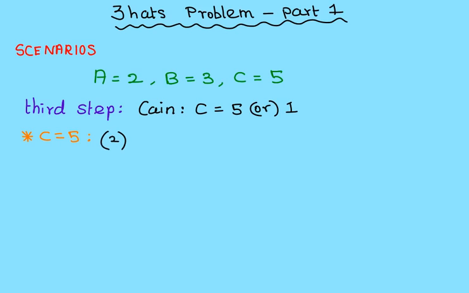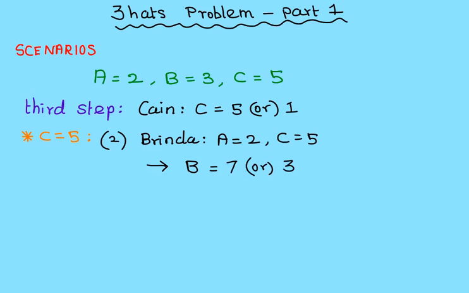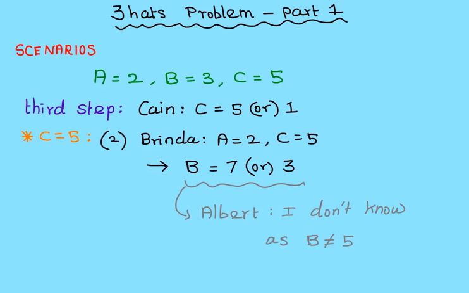In the next step, Brinda would have seen a equal to 2 and c equal to 5. She would have reduced her number to be either 2 plus 5 or 5 minus 2, that is 7 or 3. Then she would have considered both cases, and she would have seen that both cases would have resulted in Albert claiming, I don't know. As you can see, b is not equal to 5, that is b is not equal to c. So Albert would have said, I don't know. So Brinda would have said, I don't know.